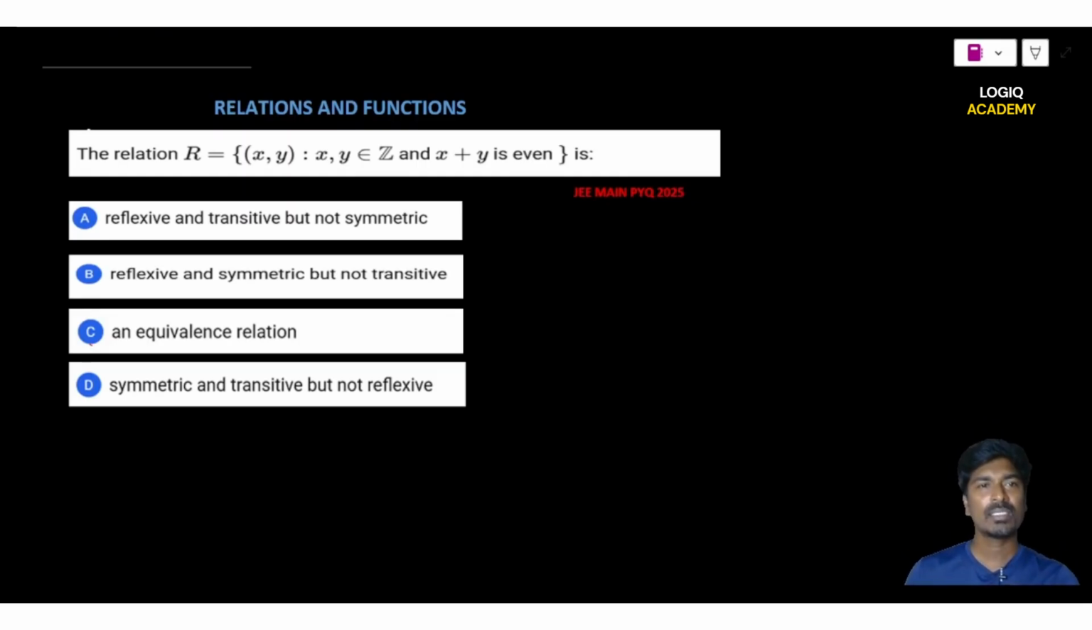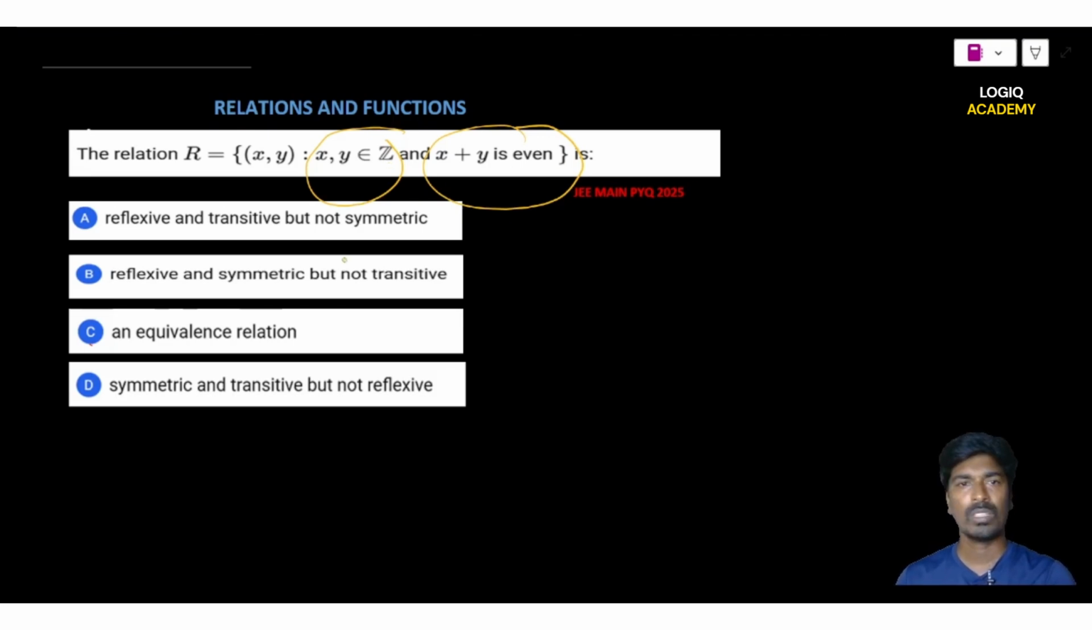Relations and functions. The question: relation R is equal to {(x, y) such that x, y belongs to Z, x plus y is even}. So go through this condition: x, y belongs to Z and x plus y is always even.